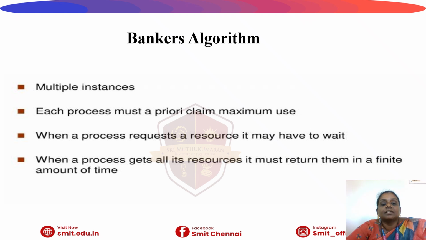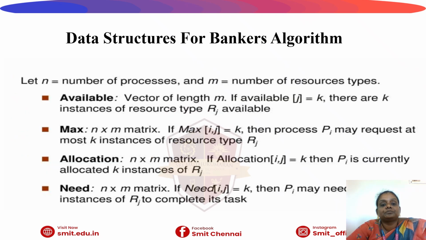With multiple instances, each process must declare its maximum use in advance. A real-time example: a banker has limited money, gives loans carefully, and ensures all customers can repay. Similarly, the operating system has limited resources, allocates them carefully, and avoids deadlocks.